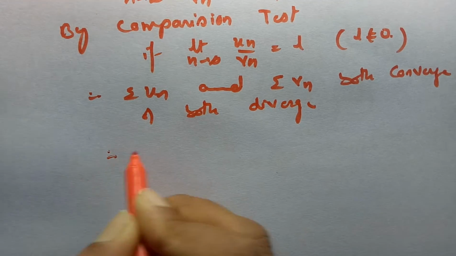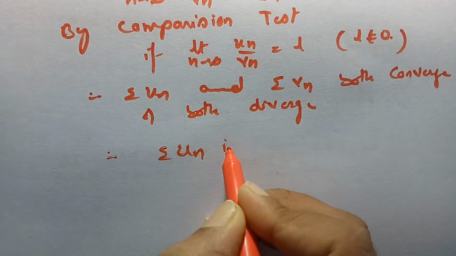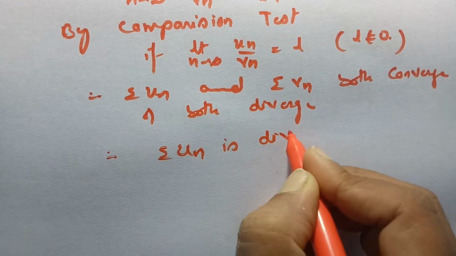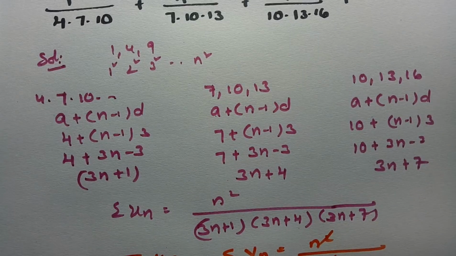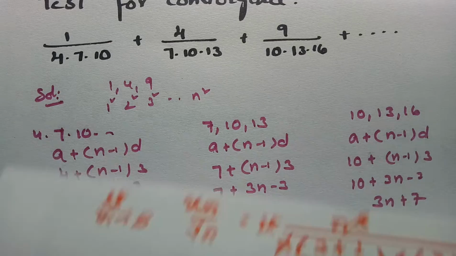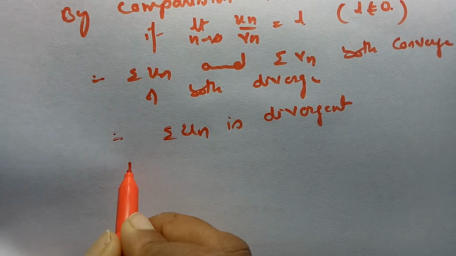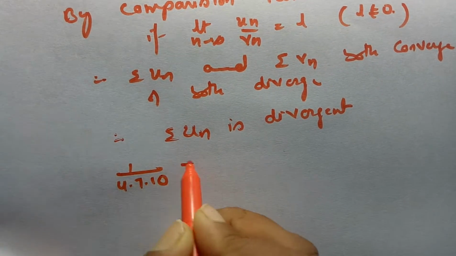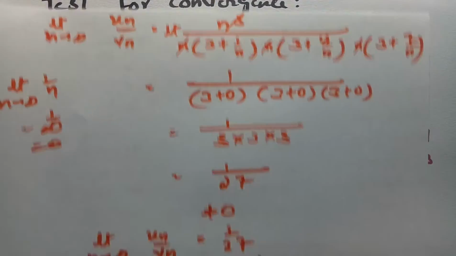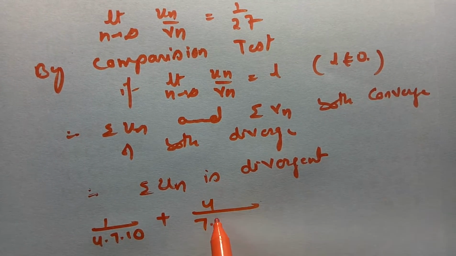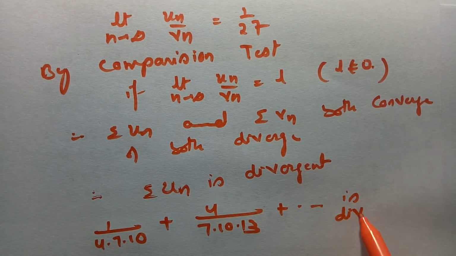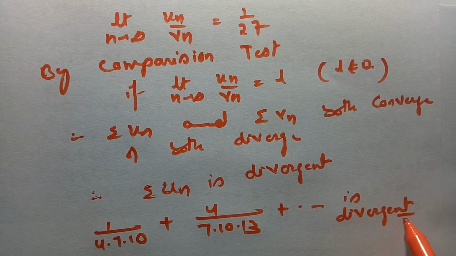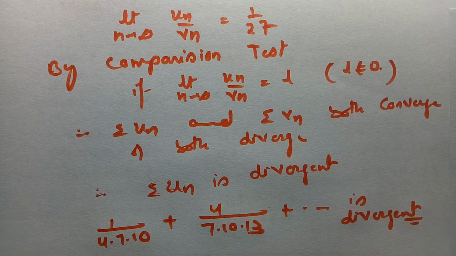Therefore from comparison test, sigma u_n is also divergent. So what is u_n? u_n is nothing but the question. The question is 1 by 4.7.10, and the next one 4 by 7.10.13 plus and so on is divergent. So this is how we have to test for our convergence using this problem.